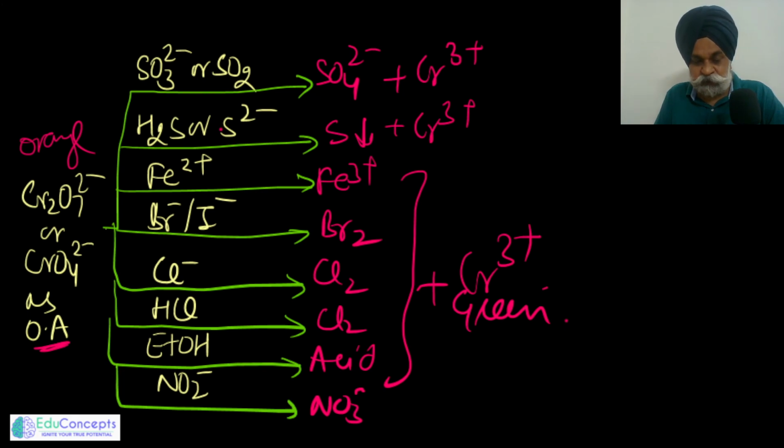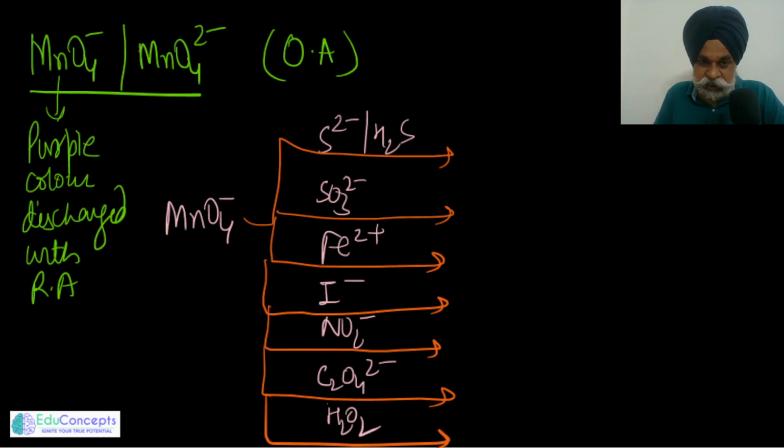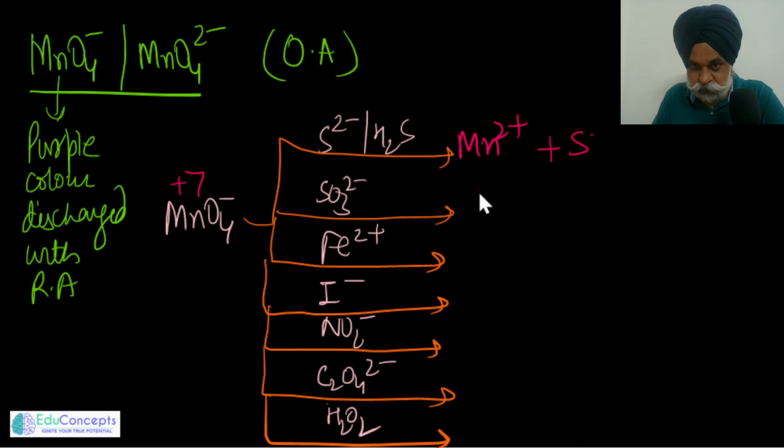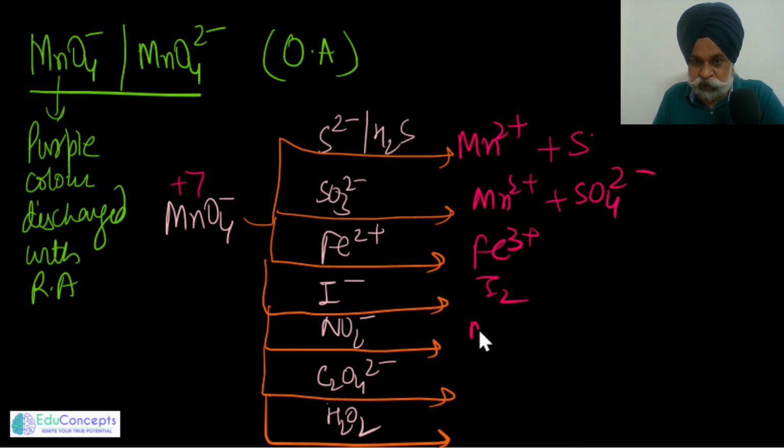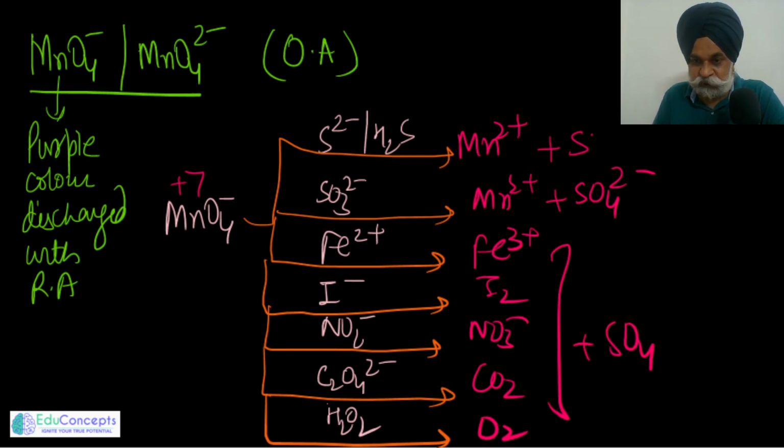And another one is KMnO4. KMnO4 again is identified, unlike the chromate. Chromate can be identified by precipitation, but KMnO4, or permanganate or manganate, can only be identified by its oxidizing nature. Here it is in +7, and it can go to +2 in acidic medium. It changes sulfite into sulfate and itself goes to Mn2+, which is light pink, and it changes Fe2+ to Fe3+, iodide to I2, nitrite to NO3-, oxalate to carbon dioxide, peroxide to O2, along with sulfate ion. So in a way this tells you many things.